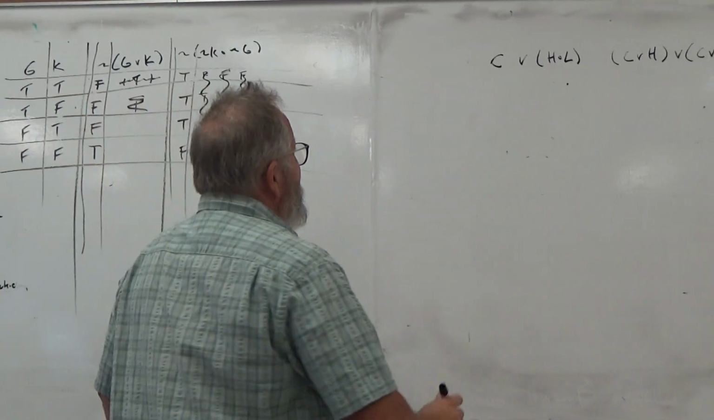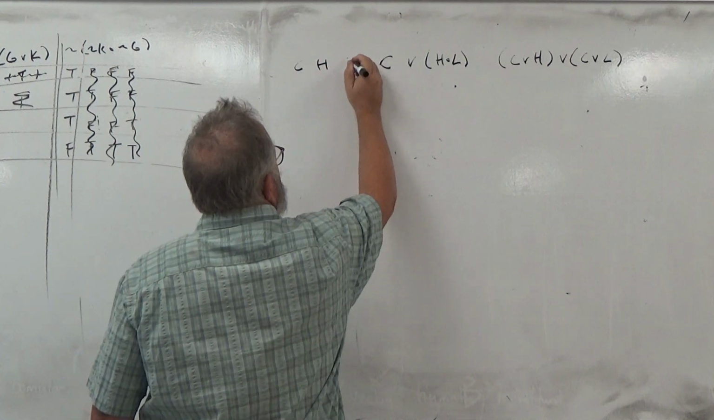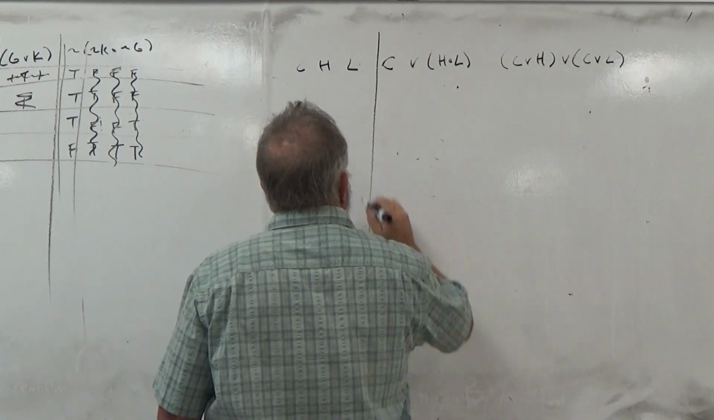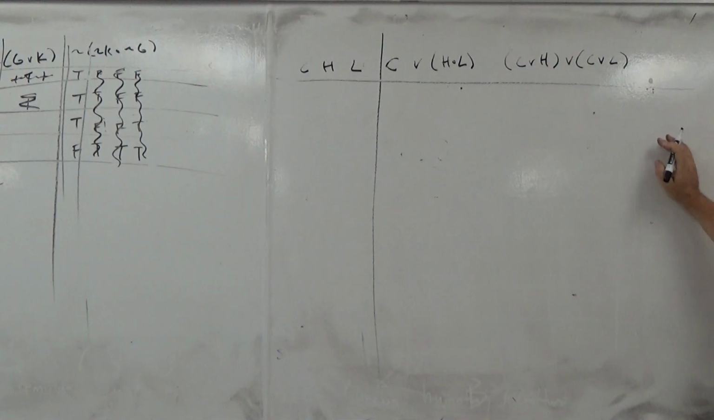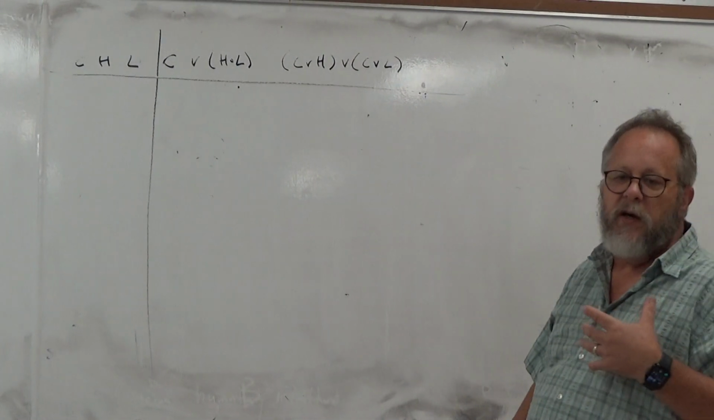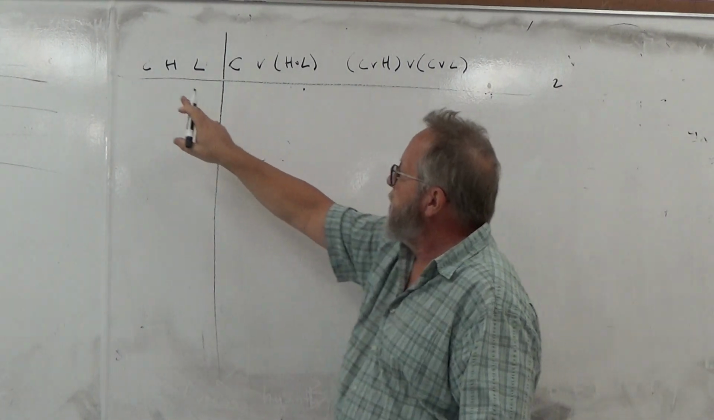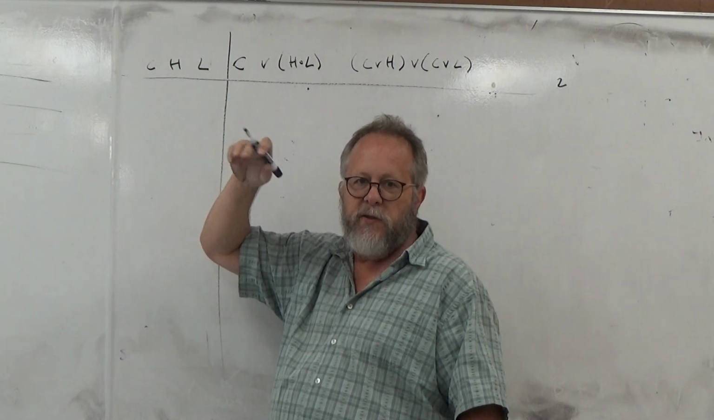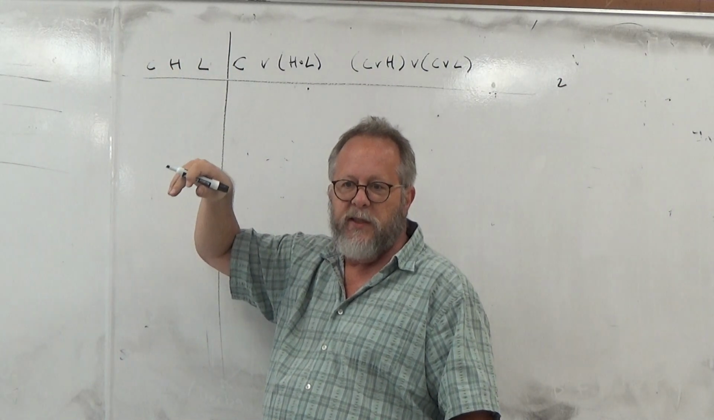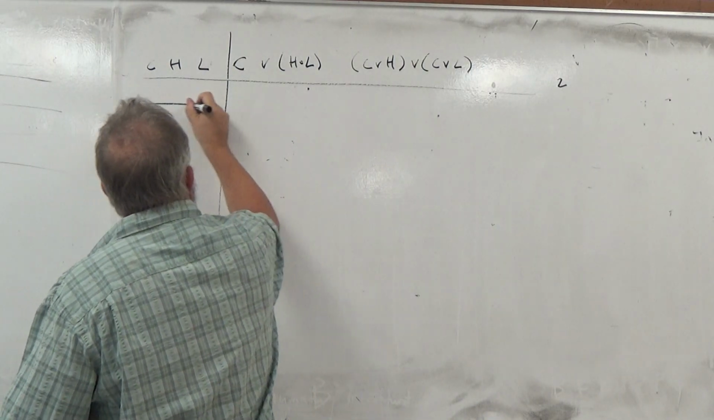Okay, so now we have 3 statement constants. So now we have to figure out how many possible interpretations there are, and our formula is 2 to the n, where n equals the number of statement constants, 1, 2, 3. 2 to the 3rd is 2 times 2 times 2, which is 8. So we have 8 lines that we need to do.